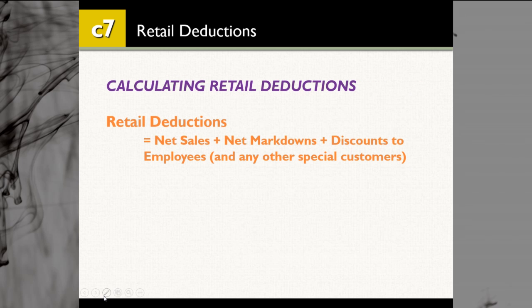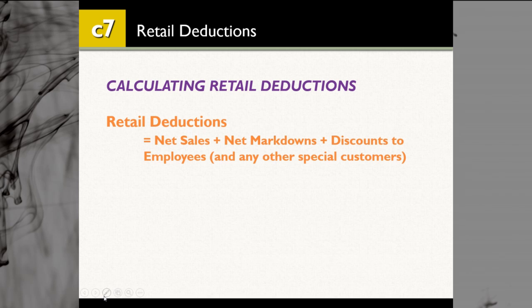So what are the retail deductions? If you see this formula, you can see what the components of these retail deductions are. That includes net sales plus net markdowns plus discounts to employees, and any other special customer discount will be part of this retail deduction.